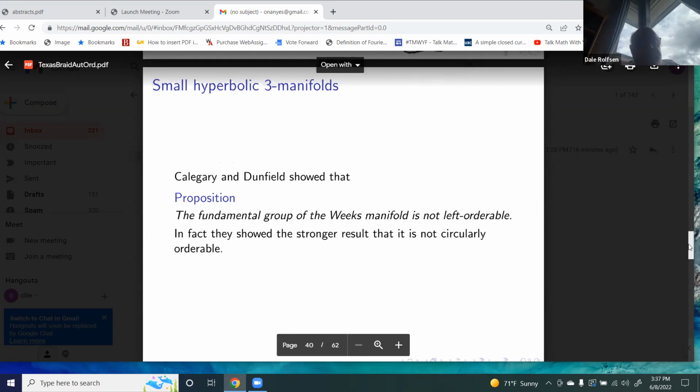Now, Danny Calegari and Nathan Dunfield showed that the Weeks manifold has a fundamental group which is torsion free, but is not left orderable. In fact, they showed a stronger result: that it is not even so-called circularly orderable, which I haven't discussed.